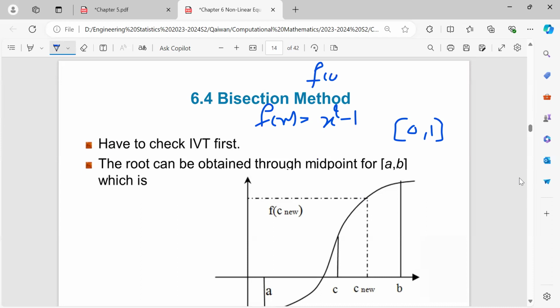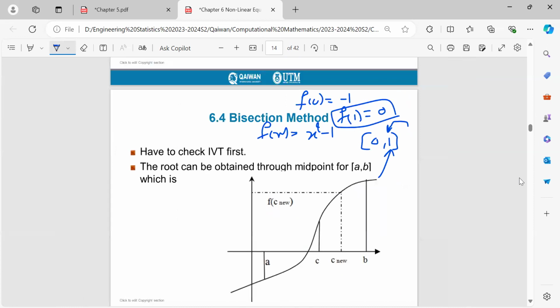f of 0 is -1. How about f of 1? It is 0. 1 is actually a root of the equation. We say the solution for the equation is 1. In this case, to check this interval, take a value less than 1, let's say 0.9. Check it again, and you'll see if there is a solution.